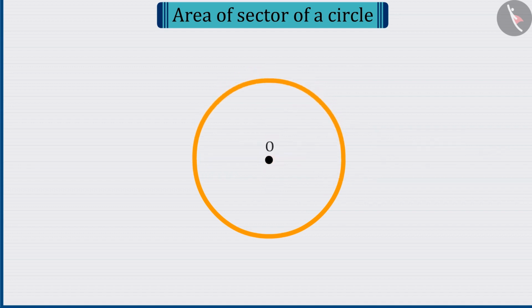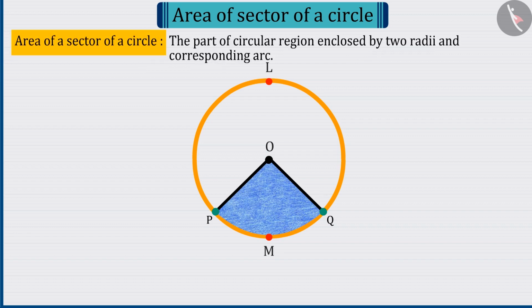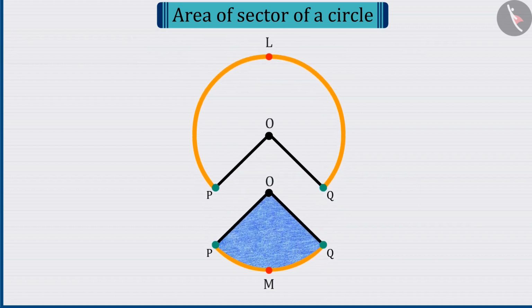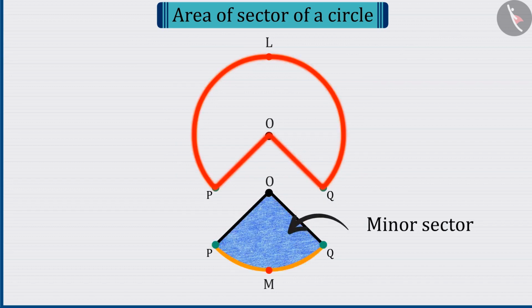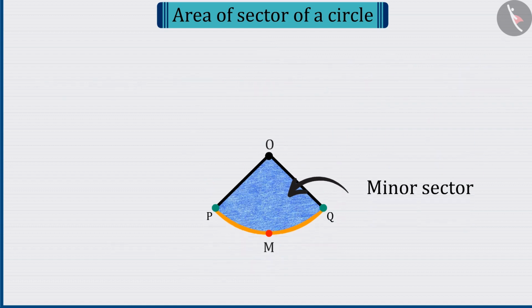Let's move the discussion forward. What do you understand by the shaded part of this circle? Well done. We had studied in the previous class that the part of the circle surrounded by two radii and corresponding arcs is called the sector of that circle. Hence, in this circle, the area OPMQ is minor sector and the remaining circular region is major sector, where PMQ is the minor arc and PLQ is the major arc.